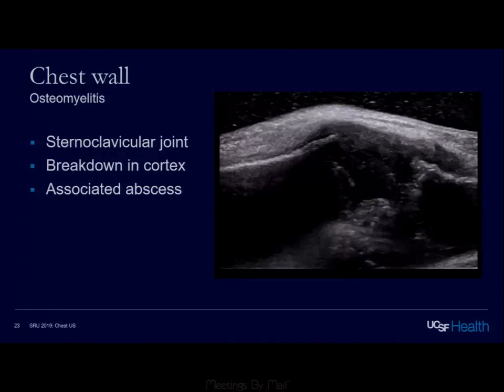Moving on to more infection cases, we can also see osteomyelitis and septic arthritis. This was a patient who presented complaining of chest wall pain, and that area corresponds to the sternoclavicular joint. We see hypoechoic material situated within the sternoclavicular joint. There's breakdown of the bony cortex that you can see at this joint, as well as a small component of fluid. So this is osteomyelitis or septic arthritis.